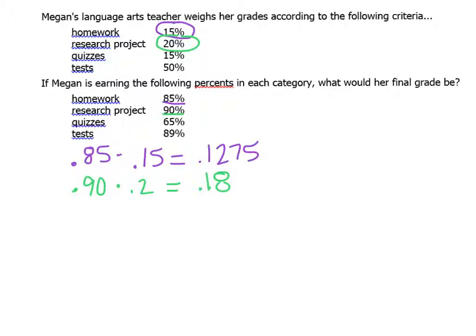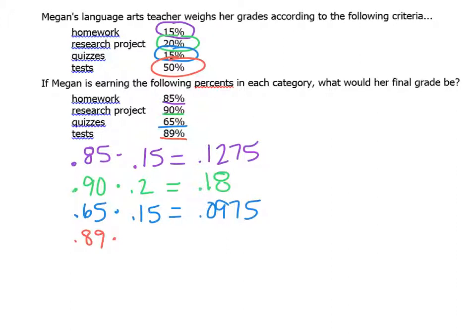Okay, so the next category, quizzes, she's only earning a 65% in that category, so that's 0.65. And the weight for that category is 15%, so that's 0.15. So 0.65 times 0.15 gives us 0.0975. Okay, and there's one more category, tests. She's averaging an 89% in that category, and we're going to multiply that by the weight for that category, which is 50%, or 0.5. And when we do that, we get 0.445.